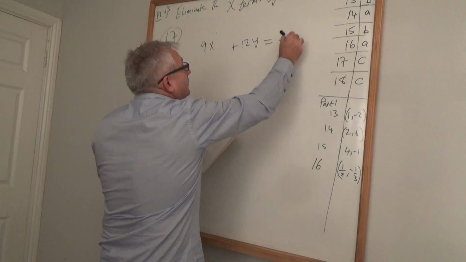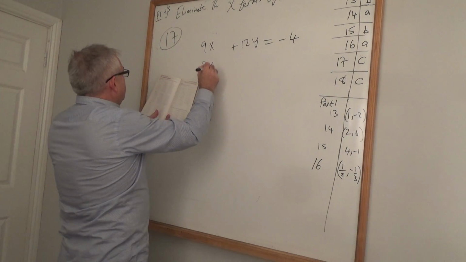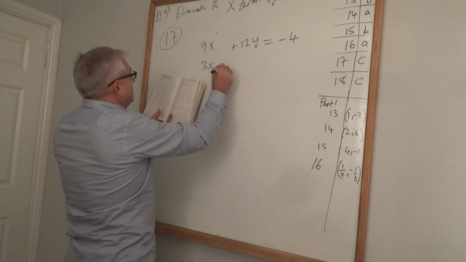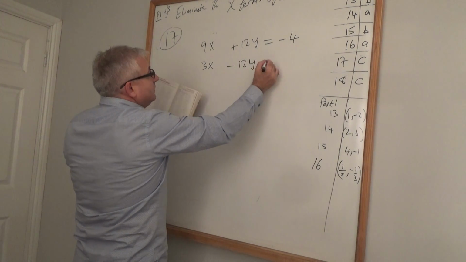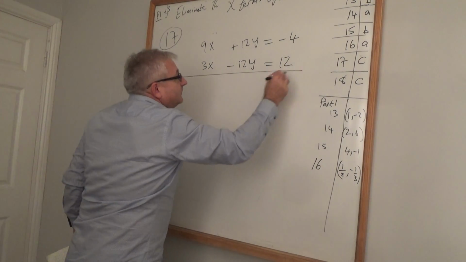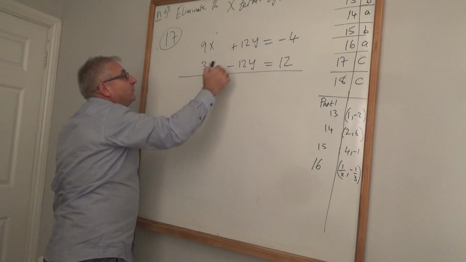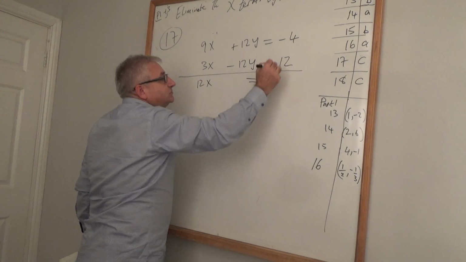Equals -4, 3x minus 12y equals 12. Okay, elimination by addition gives me 12x equals 8.